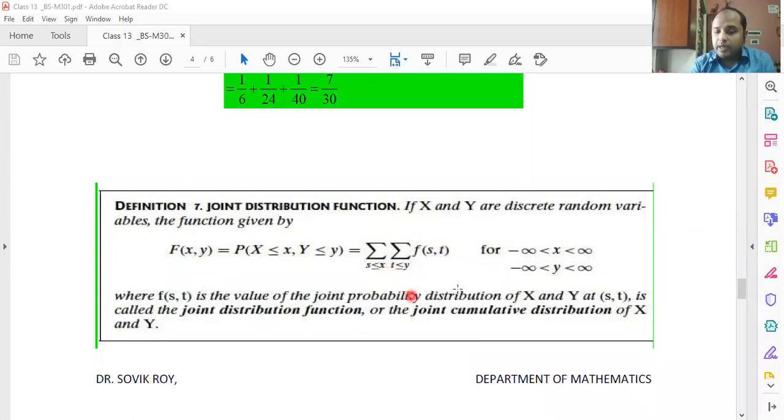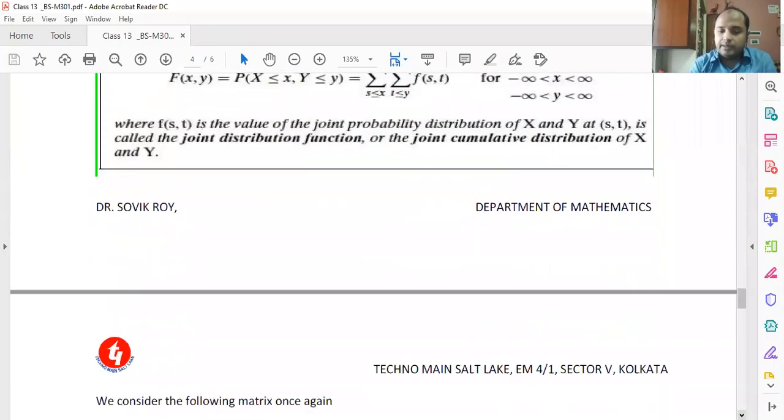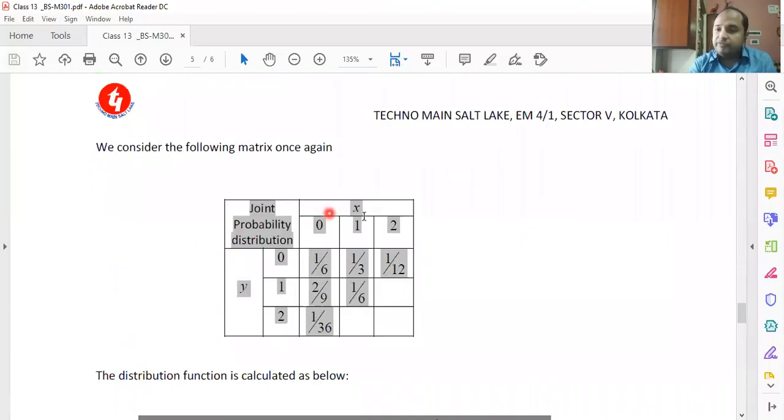And x and y will run between minus infinity and plus infinity. This is very complicated. You think that this expression is very complicated, so that thing will be clear to you if I can show this with the help of an example. Examples always help us to understand the theory. So let us consider my first problem, which we calculated by ourselves, this probability distribution table.